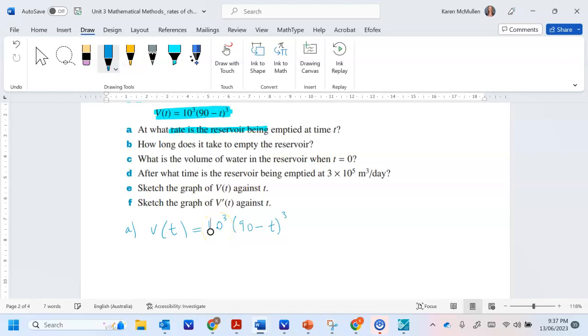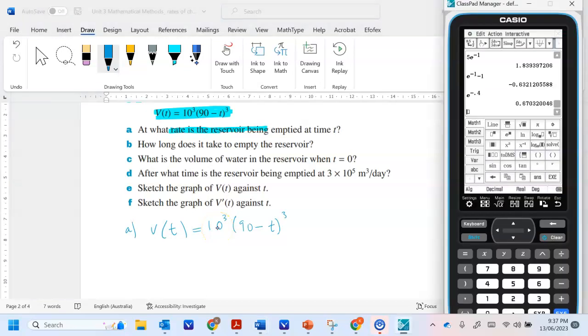Now, obviously, we could do this on our calculator. So I'm going to show you once how to do it on the calculator because it's easy. But you should try to do as much as you can by hand, okay? Because something like this you can do by hand.